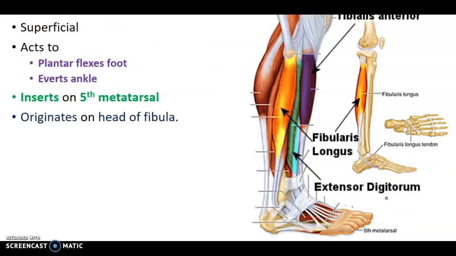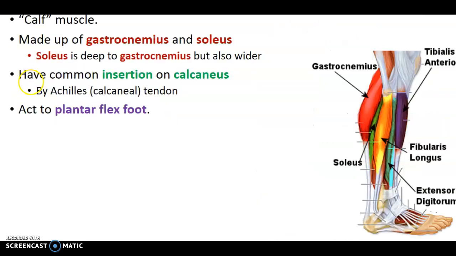Now, oops, wrong way. The fibularis longus is now on the side. So, tibialis anterior, extensor digitorum, fibularis longus is on the side. It is going to plantar flex the foot because of how its tendon runs, and it inserts on the fifth metatarsal. It also everts the ankle. So that's pretty simple for those muscles.